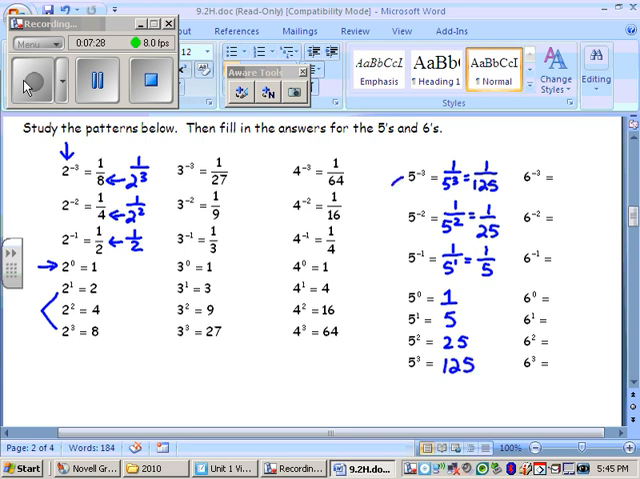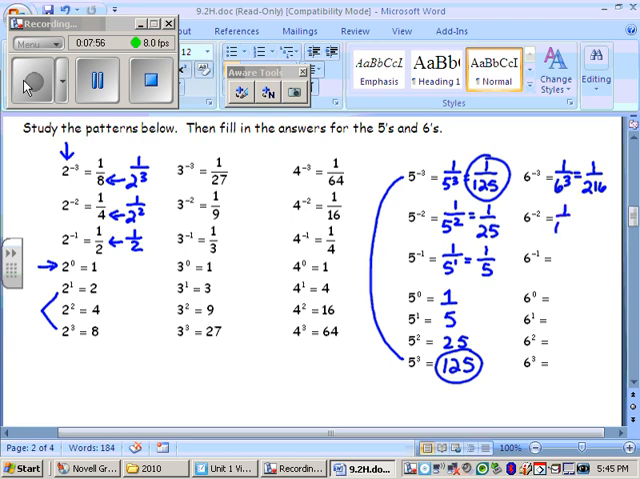So notice 5 to the negative third and 5 to the third power, their answers are simply reciprocals of each other. When the base is 6, 6 to the negative third power, or 1 over 6 cubed, 6 times 6 times 6 would be 216.